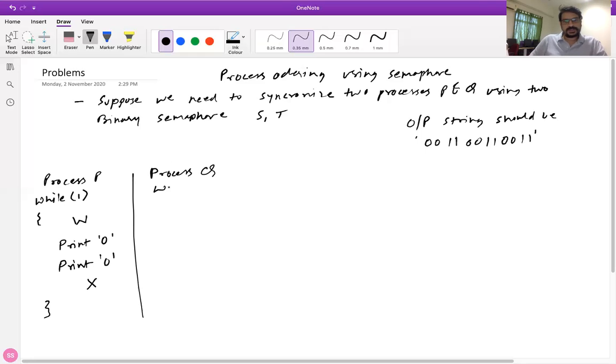In the same way, process Q will do some task Y and print 1. Again it will print 1, and it will do some task Z. So we have W, X, Y, and Z. These are some tasks that have to be done. And this is your process definition. Let's see what W, X, Y, and Z are.